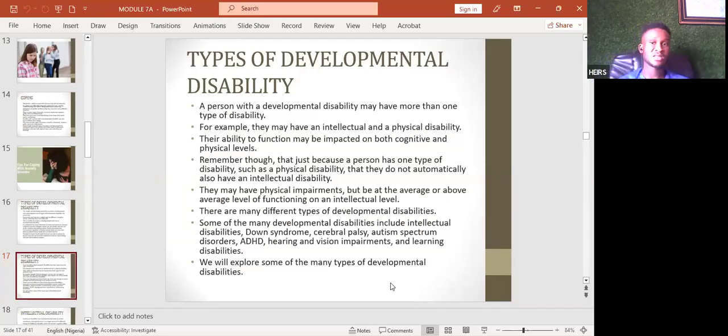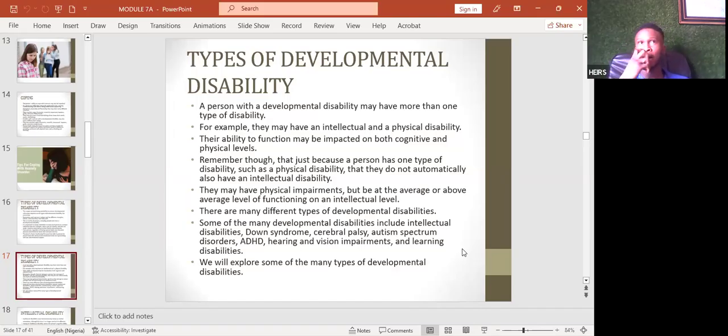Now, physical disability is different from intellectual disability. Some persons may be physically okay or have intellectual impairment, while some persons may be intellectually okay or have physical impairment. So remember that because a person has one type of disability doesn't mean that they have both. Let's say he's a dwarf. Look at him, so short. Doesn't mean his brain is also short.